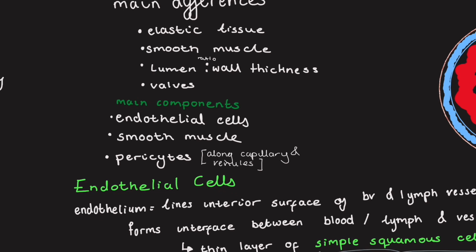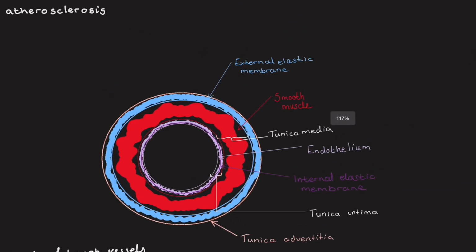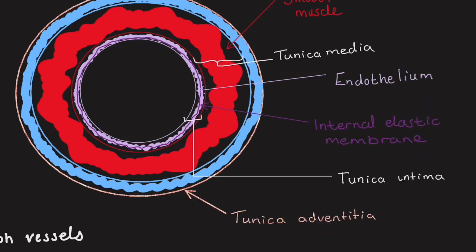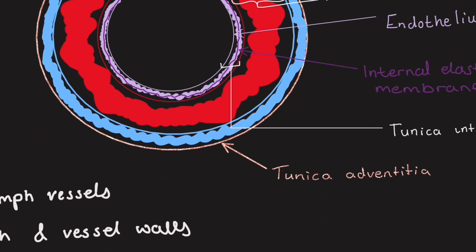Blood and lymphatic vessels all have the main cellular components of the wall, and these are the endothelial cells, the smooth muscle cells, and then pericytes, which are the cells normally arranged along capillaries and venules. So you can see they have at the very, very outer layer, which is the tunica.